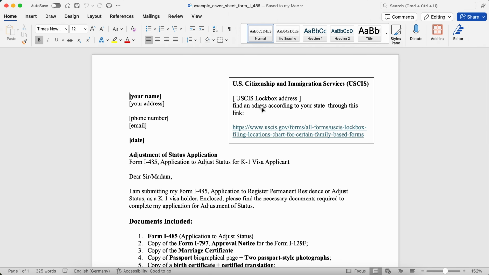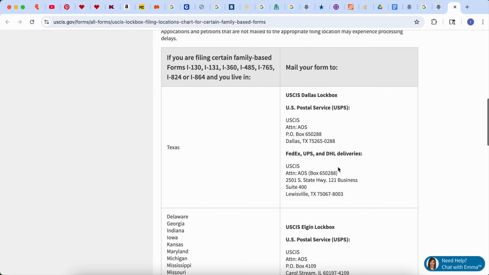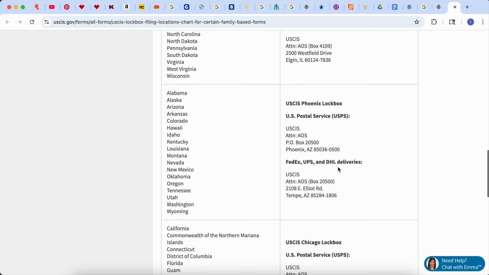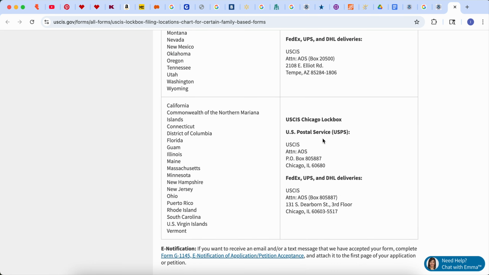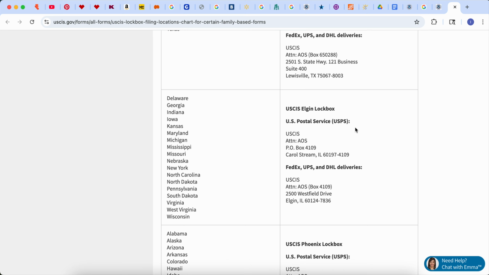The USCIS lockbox is something that you have to pay attention to because different states have different lockbox addresses. You go through this link and then you find the state that you live in right now, and you find the US postal address for this. For your state, you find the USCIS lockbox address, and you write it on the envelope, and that's how you send it. That's it.